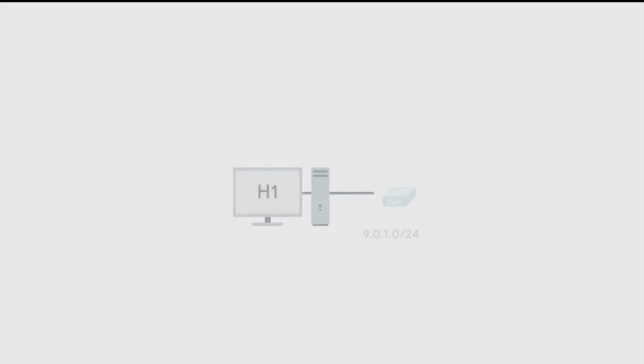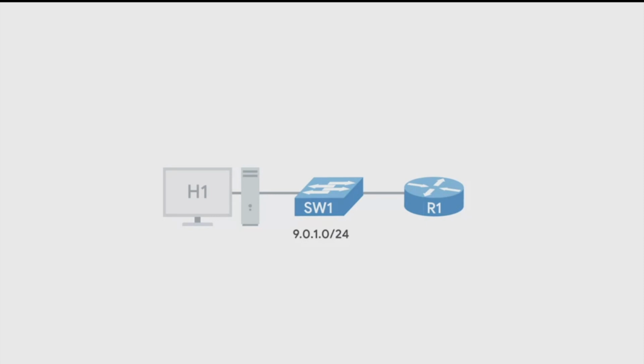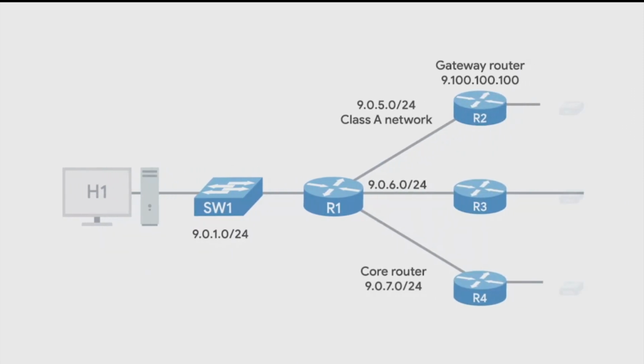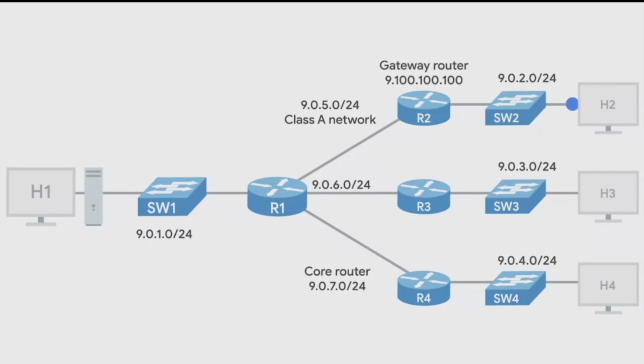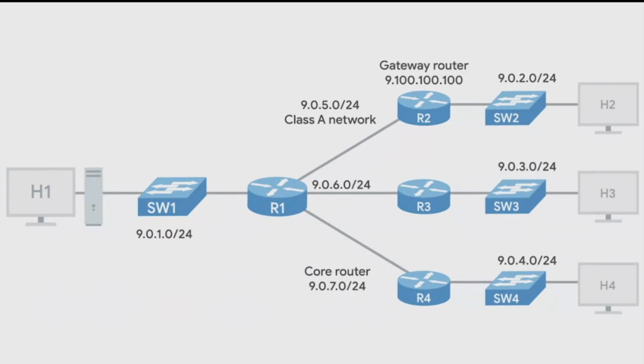For instance, if you want to communicate with the IP address 9.100.100.100, core routers on the Internet recognize it as part of the 9.0.0.0 Class A network. They route the message to the gateway router responsible for that network by looking at the network ID. A gateway router serves as the entry and exit point for a specific network. It's like a traffic cop directing data to the right destination.